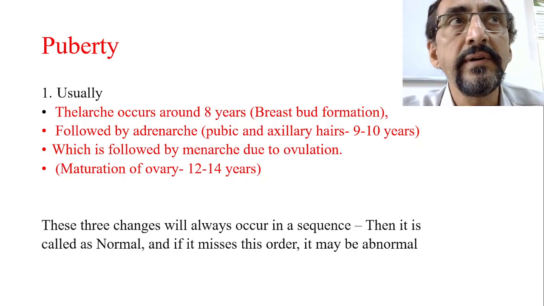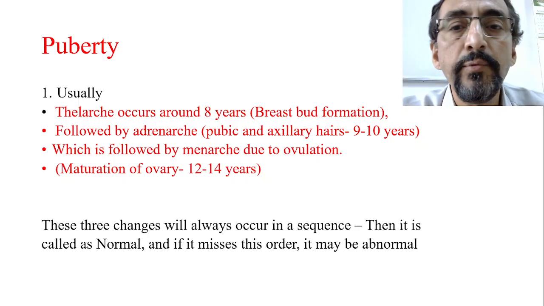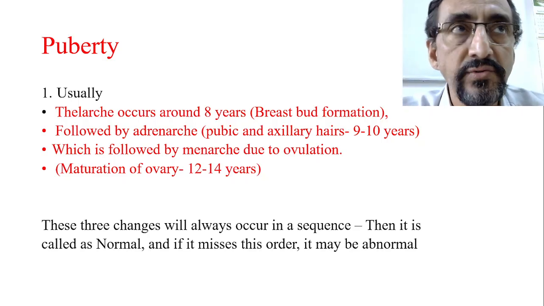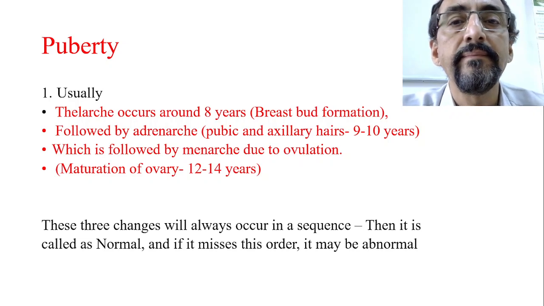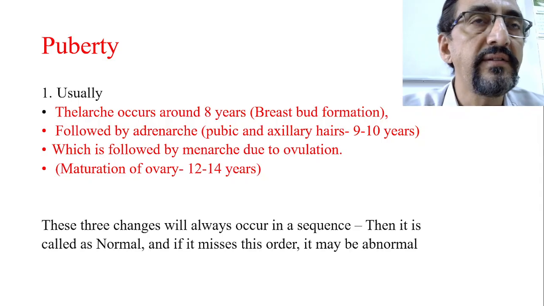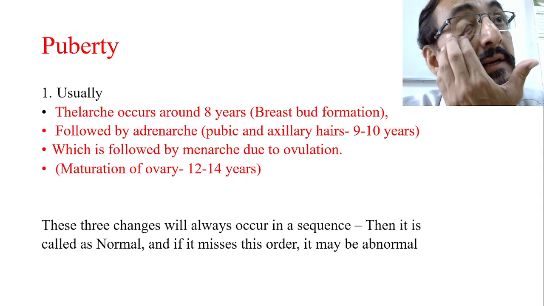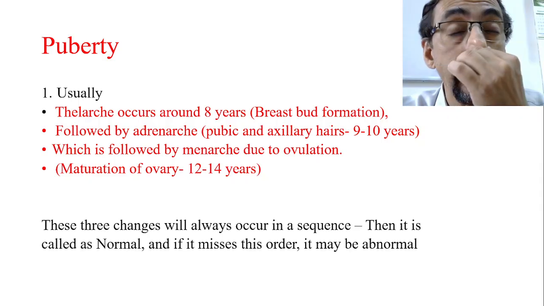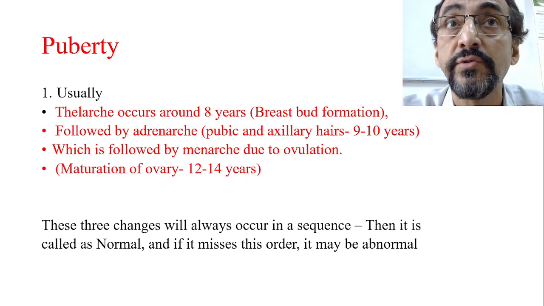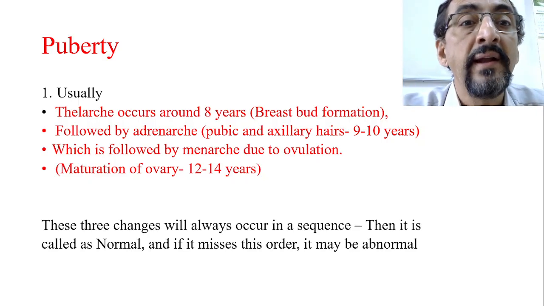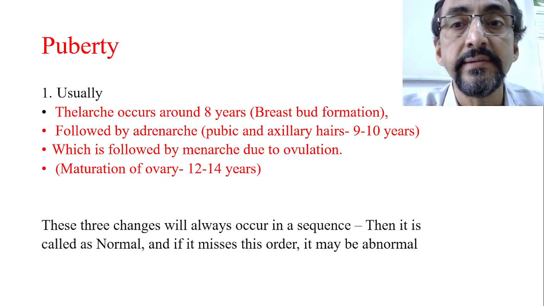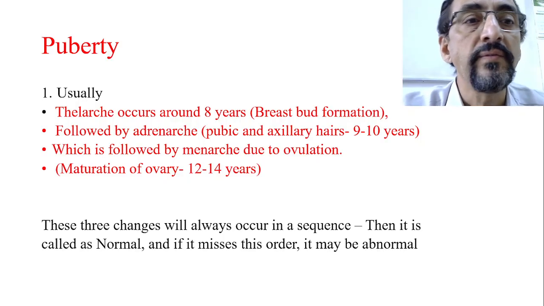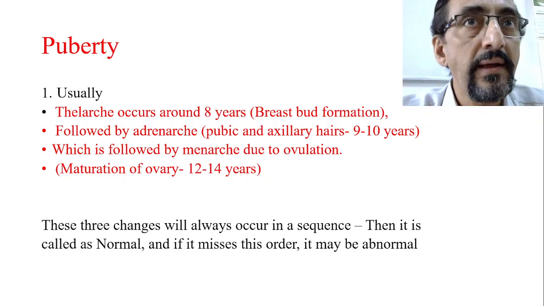Adrenarche is nothing but development of the pubic as well as axillary hairs. This usually happens at 9 to 10 years. When there is breast bud formation, that suggests that the production of estrogen, progesterone, prolactin, etc. has now begun. Similarly, when there is adrenarche, that suggests that the adrenal glands are now activated to produce androgens and all those things. And this will be followed by the growth spurt.